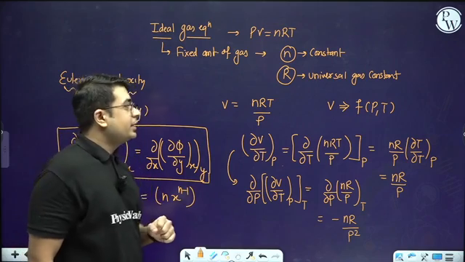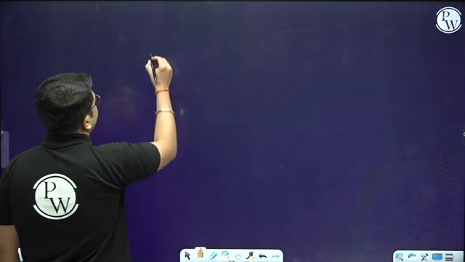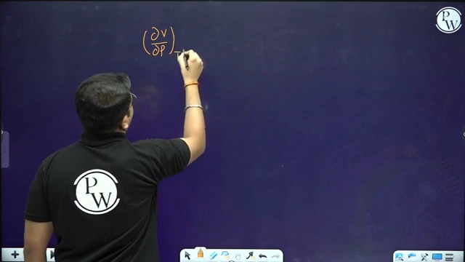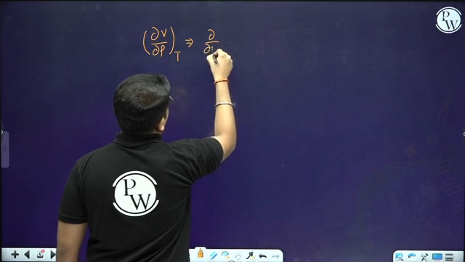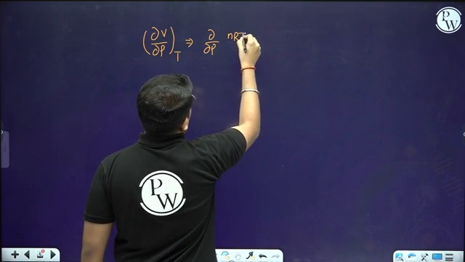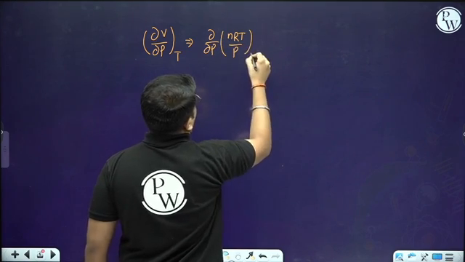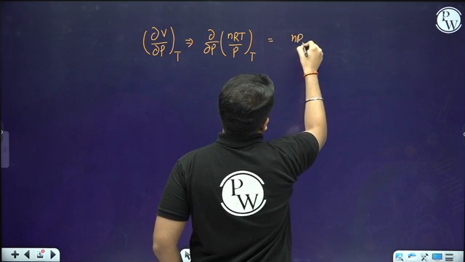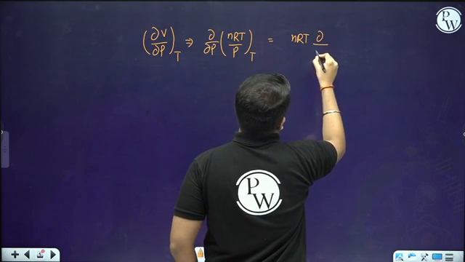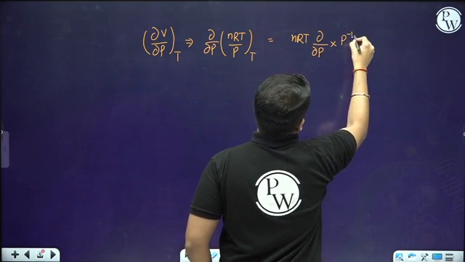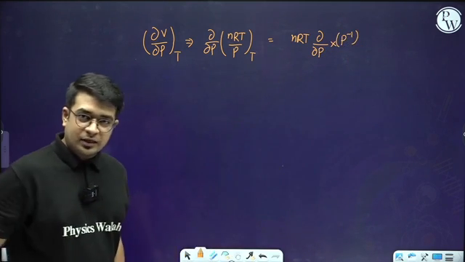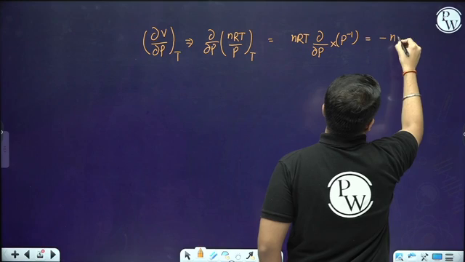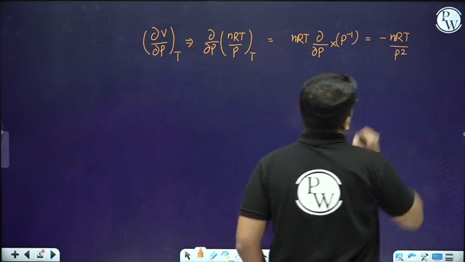Now we have to work on the next part. I can say that we have to calculate dV by dP at constant T. So that will be d by dP of nRT by P at constant temperature. If the temperature is constant, I can say that will be equal to nRT, then d over dP of P raised to the power minus 1. You can again solve this entire part. That will give you the value, which is minus nRT by P square.